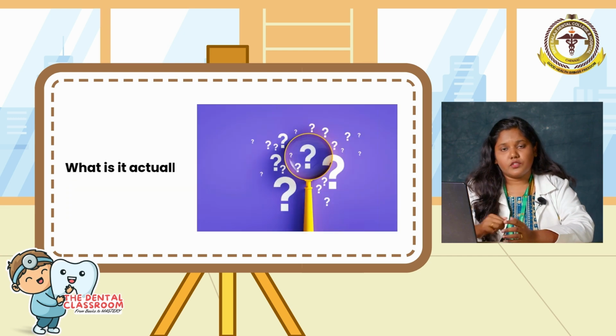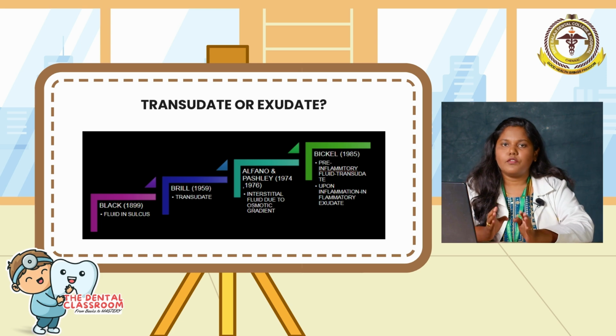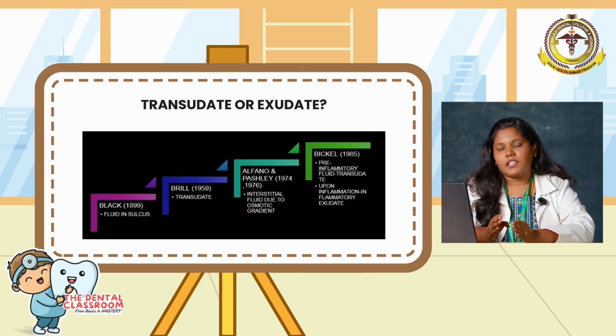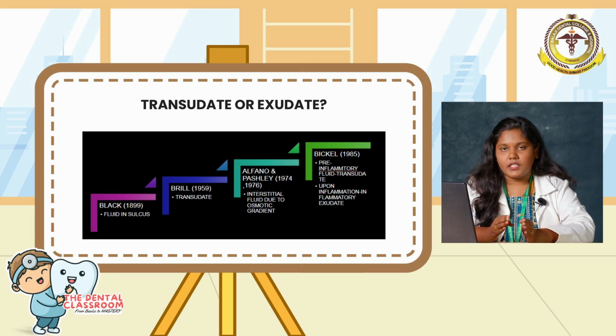Okay, what is it actually? To know that, you have to know a little history. Starting with Black, in the year 1899 Black found that there was some kind of fluid present in the sulcus of the gingiva. Whereas in 1959, Brill and Krasse are the two scientists who did pioneering work in researching the gingival crevicular fluid. They found it to be a transudate. Now, what is a transudate? Transudate is a serous fluid that originates from the interstitium and is exposed into the extracellular spaces.